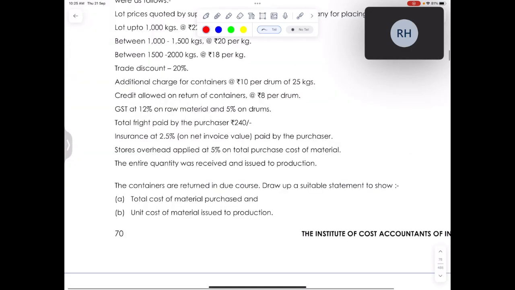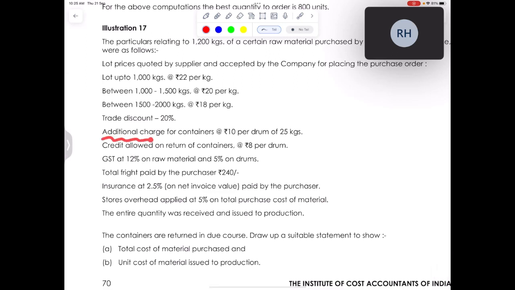Okay, fine. Now second point, additional charges for container is 10 rupee per drum of 25 kg. That means the packing charge is rupee 10, and in a single packing 25 kg will be packed. So I am purchasing 1200 kg. Can you please tell me how many containers I require for this? Because for every 25 kg of raw material, I require one container. So for 1200 kg of raw material, how many containers do I require?